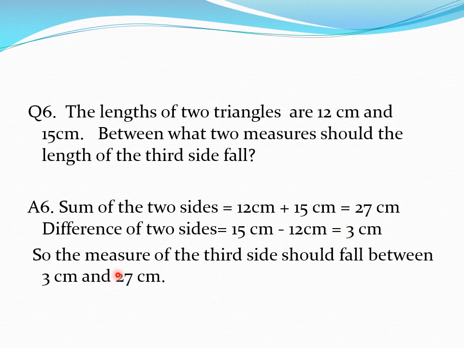So the measure of the third side should fall between these two numbers, that is between 3 centimeter and 27 centimeter. Okay children, as per the rule we have studied, the third side is smaller than the sum of the two sides and greater than the difference of the two sides. So the measure of the third side will lie between 3 centimeter and 27 centimeter in this case. Okay children.